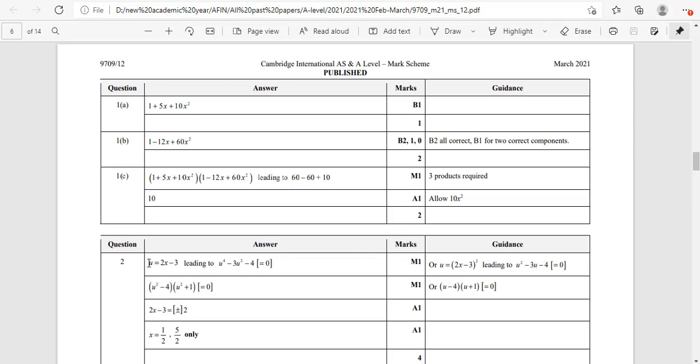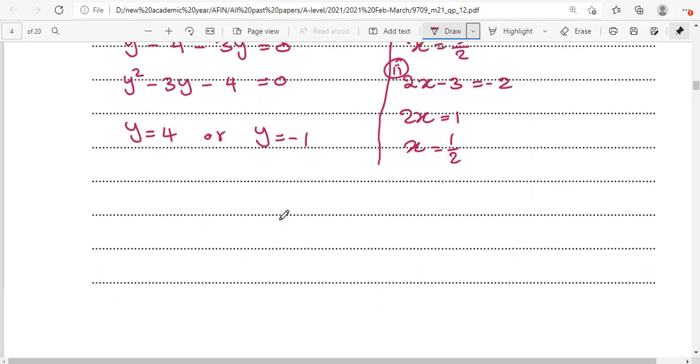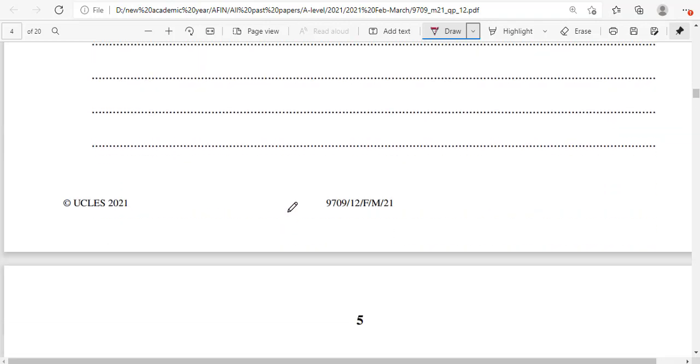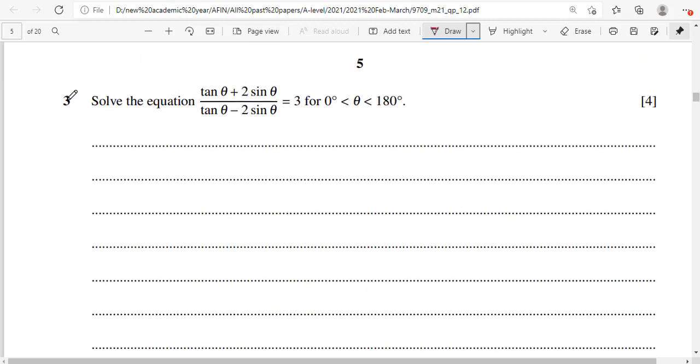So see, the substitution is like this, and the final answer is 1 over 2, 5 over 2. We got them both correct with some easy steps. Okay, this question.